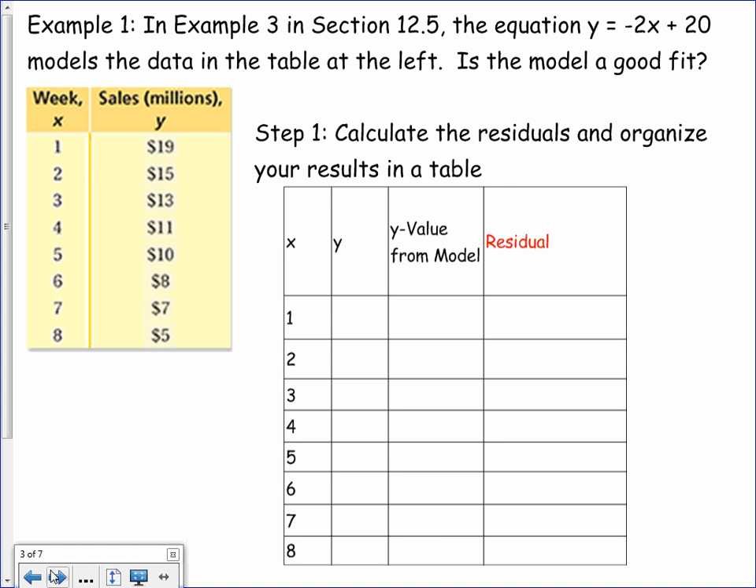All right, for example 1, we're using information from yesterday's section 12.5, and we found the equation y equals negative 2x plus 20 as the line of fit for the information that's here. Now we want to find out, is the model a good fit? The first thing we have to do is find the residuals. Our first step is to calculate the residuals, and it's easiest to do this by organizing the results in a table. I already put all the x values in. Now the y values will go in here.